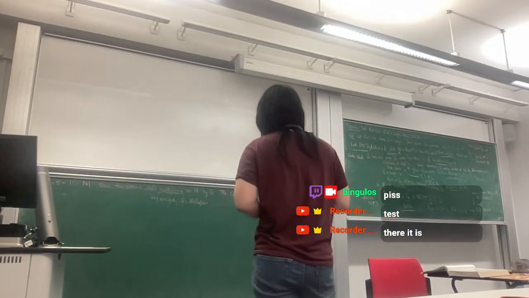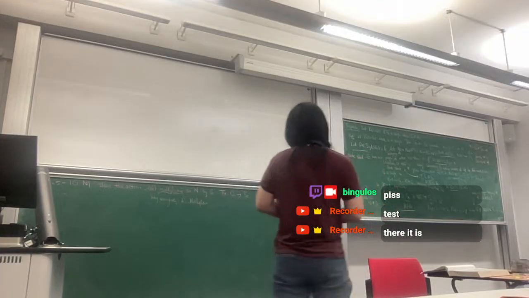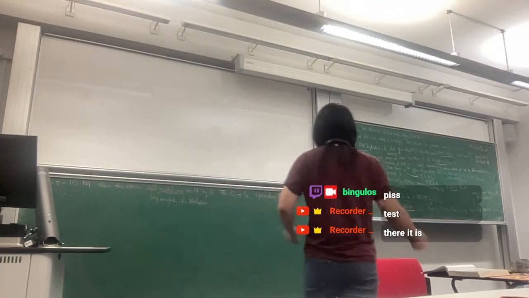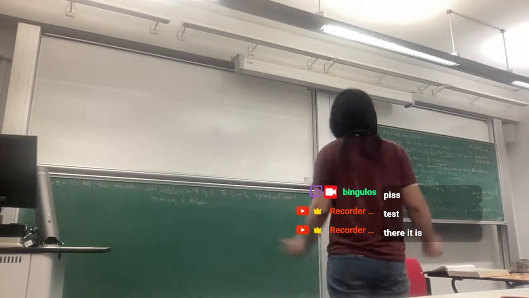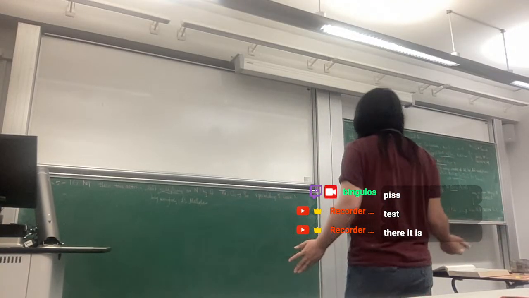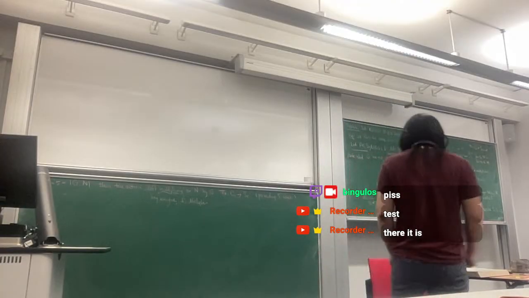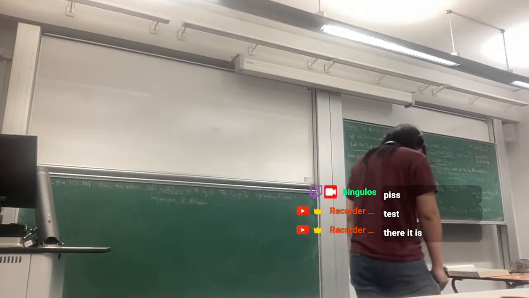Okay, what about it? 5 factorial, what's 5 factorial? 120. That's crazy. 5 factorial is actually 120, which is divisible by 60. That's actually crazy.